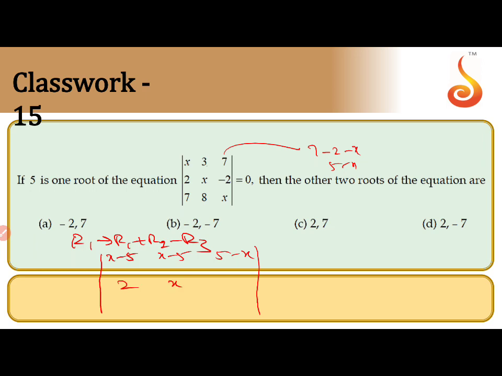Next, same. I hope you have this one. x minus 5, x minus 5, 5 minus x, 2x minus 2, 7, 8, x. I will solve the remaining part on the next page. It is connected. I hope you understand this step. Now what comes here? x minus 5, x minus 5, 5 minus x. The remaining two rows are the same.